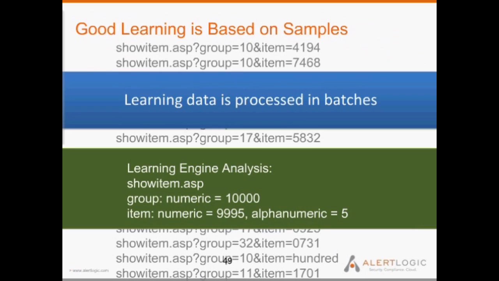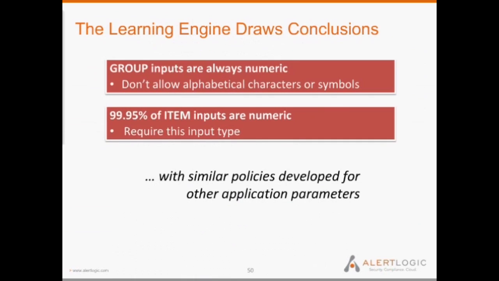So again, this conclusion that the learning engine drew was that group inputs are always numeric, and that at the vast majority of time, item inputs are numeric. And so that'll end up becoming the recommended policy that'll then go through the validation and approval process I described.